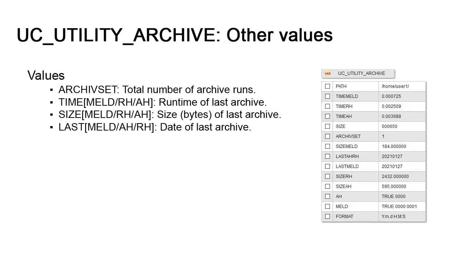Invariably, we're going to generate multiple archive datasets, a process which appends values to UC_utility_archive. The archive set value shows how many rounds of archives the system has seen. Then we have values showing the runtime of the archive process for each table, the size, and the dates. These values are used as predictors when we execute forecasts.